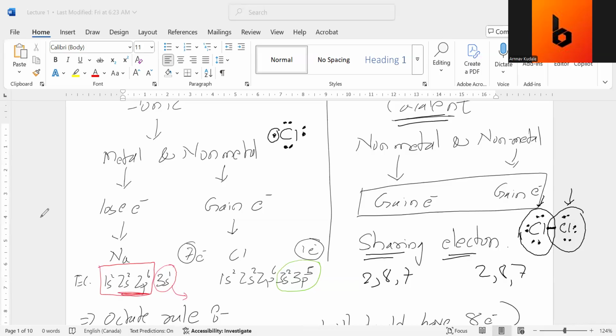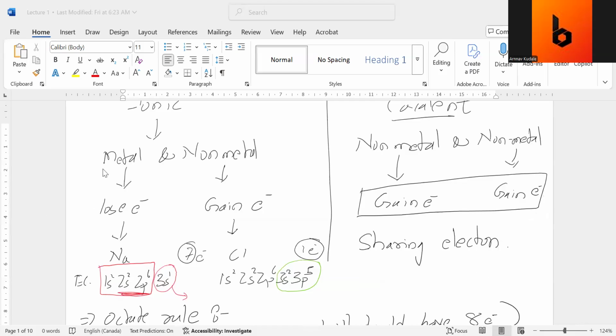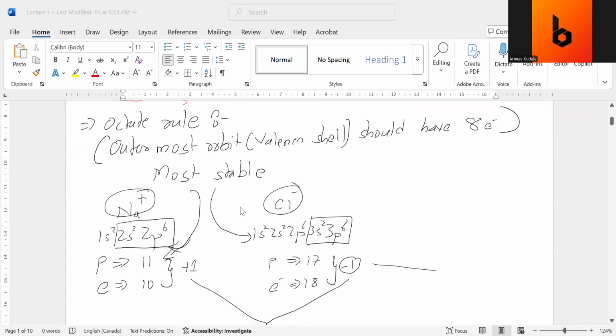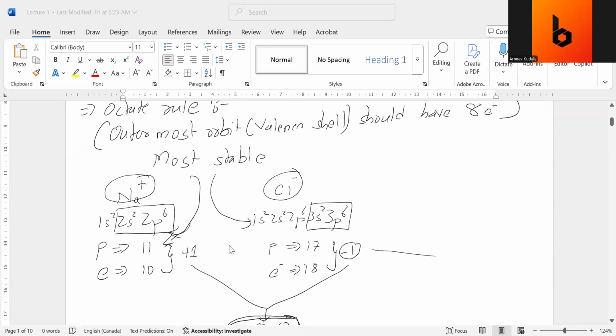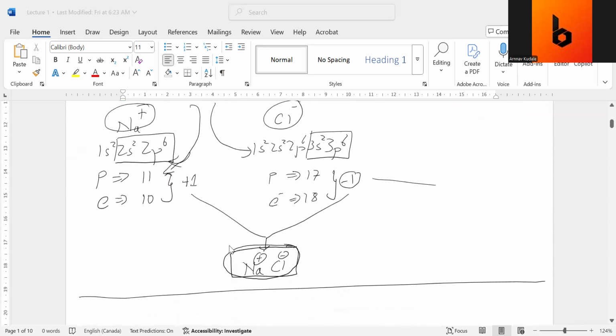Okay, so remember that part. Right, so this is what happens. Actually, I should make it in terms of Lewis structure. I should make this better.